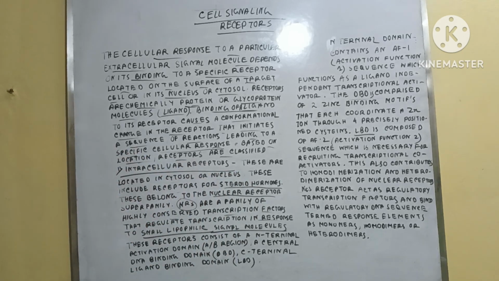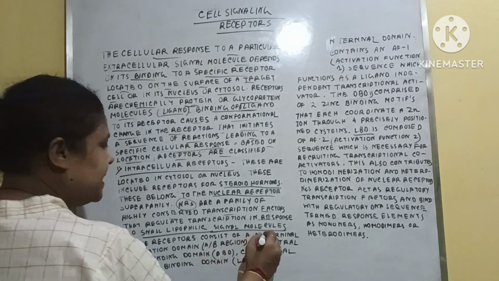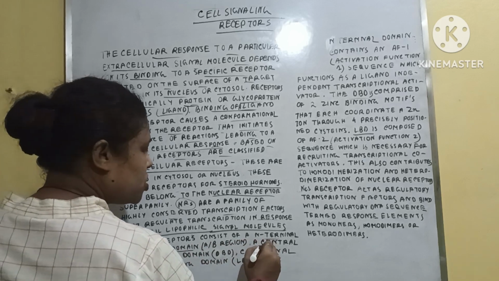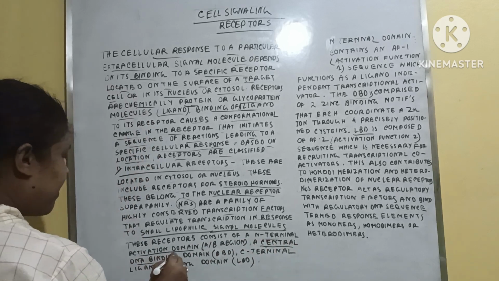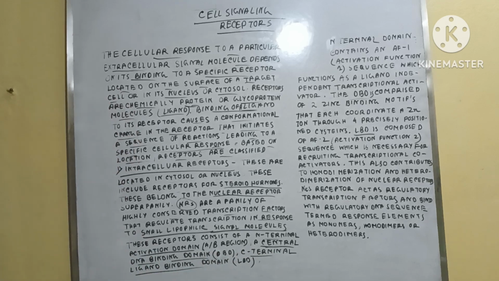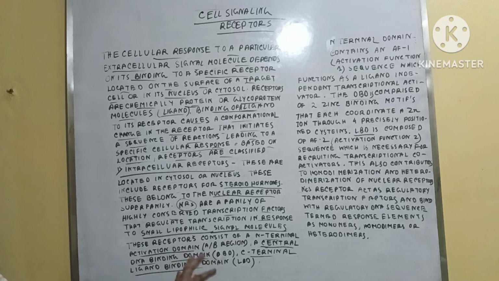Transcription is triggered when small lipophilic signal molecules bind to the NRs, or nuclear receptors. These receptors generally consist of an N-terminal activation domain, a central DNA binding domain, and a C-terminal ligand binding domain. So these consist of three domains. One is the N-terminal domain, that is called the AB region, the central DNA binding domain, that is called the DBD, and the C-terminal ligand binding domain, that is called the LBD.